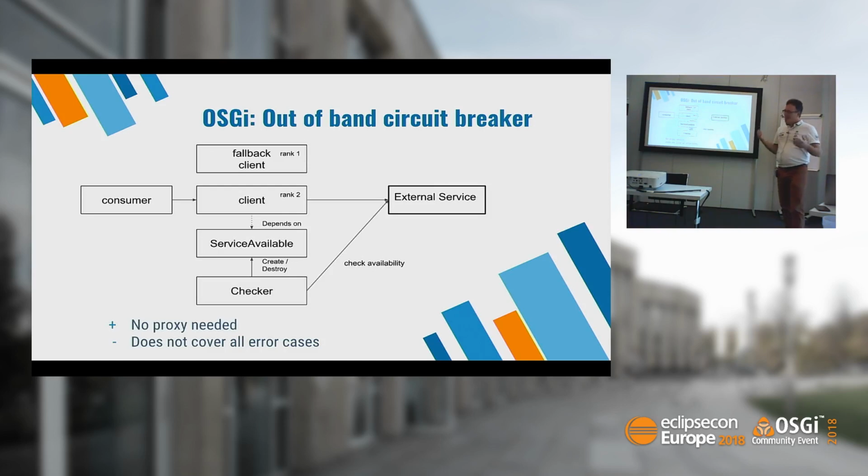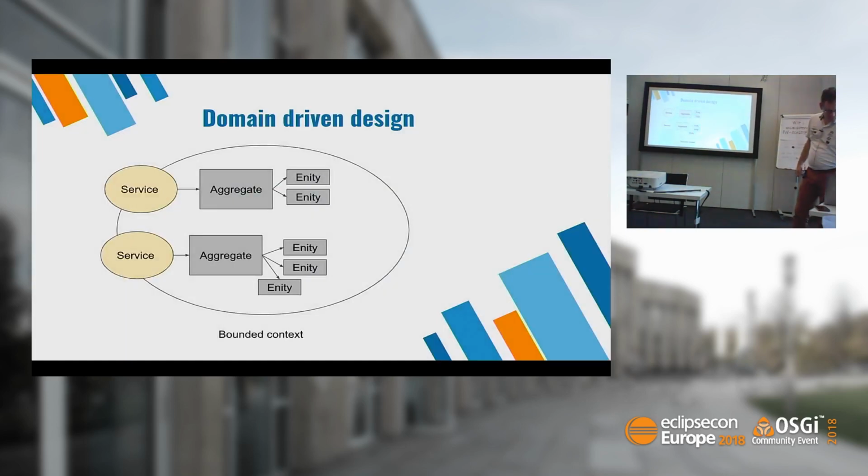The drawback, like in all cases, the patterns have drawbacks. It does not cover all the cases. So if your checker thinks your external service is up, but in fact there is a problem, then your client will still go to the external service and cause your system to have problems. So in many cases you will need a full circuit breaker, but in some cases you might use this simple pattern to have a solution that is less technically involved.